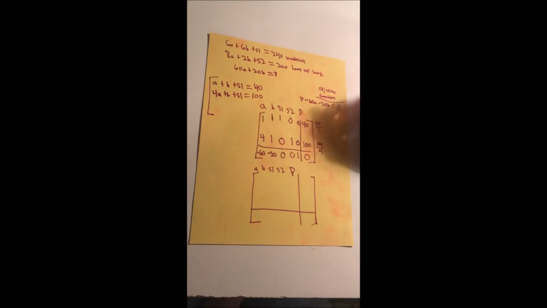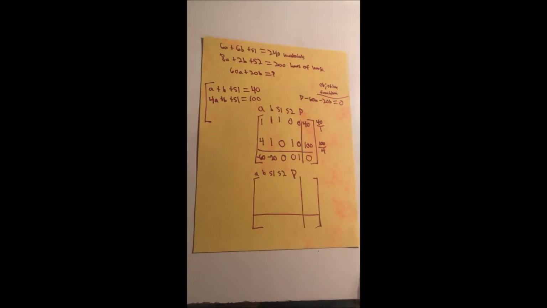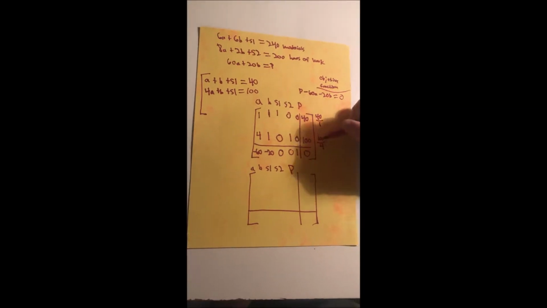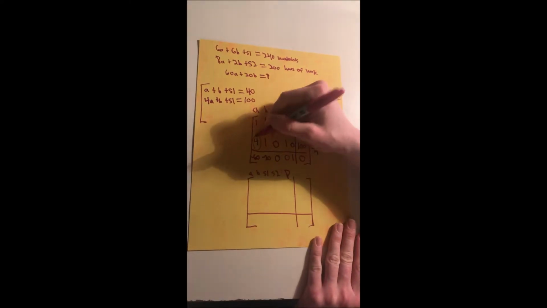And our pivot number, since there's two options that it could be, is the smallest non-negative number. So this would be 40 and this would be 25. 25 is smaller and also positive compared to 40. So our pivot number will be 4.